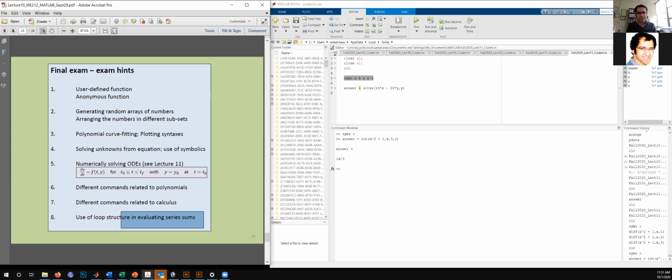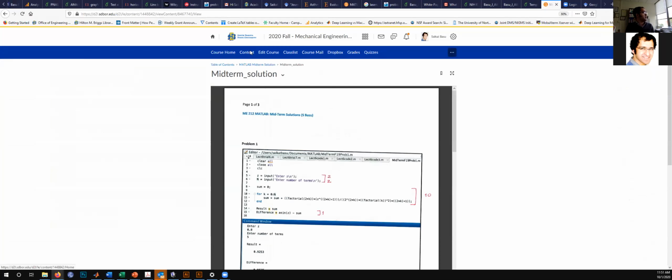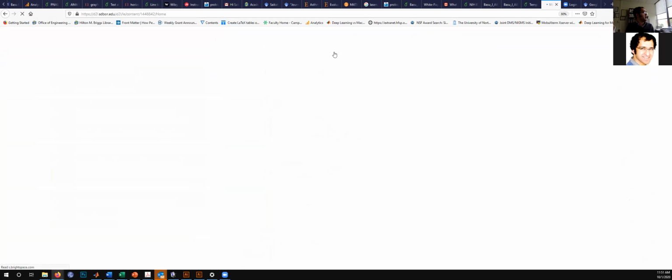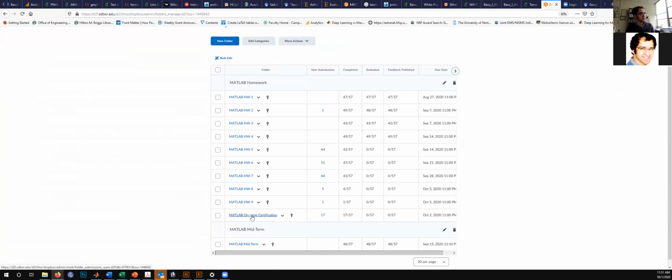Any questions? I do have a question actually. In the Dropbox on D2L, it says the Matlab certificate. Where do we find that to access that? You mean how to get to it? Basically, you are going to submit the certificate at this Dropbox link. I think your question is how to get to that Matlab on-ramp course, is it? Yeah, where to get to that?